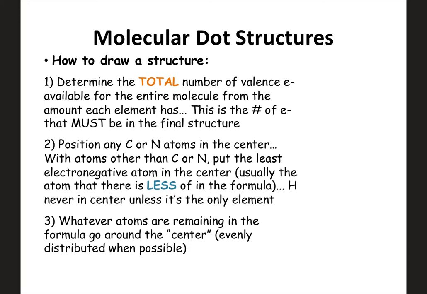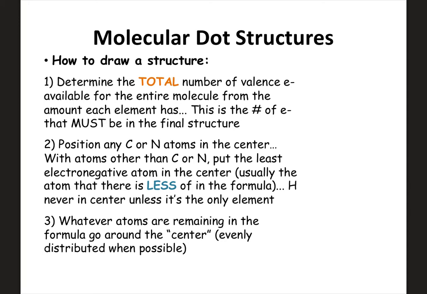All right, so then step two is about how we organize things. So it says you put any carbons or nitrogen atoms in the center. Okay, so if you don't have carbon or nitrogen in your dot structure, you would put the least electronegative atom in the center. And typically, it's the atom that there's less of in the formula. Okay, so we try to position this so that the atom there's less of would be in the center. We would never put hydrogen in the center unless it was the only element, and we'll see why as we go through this.